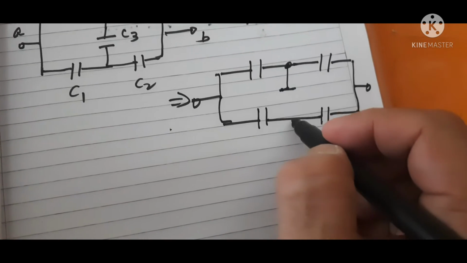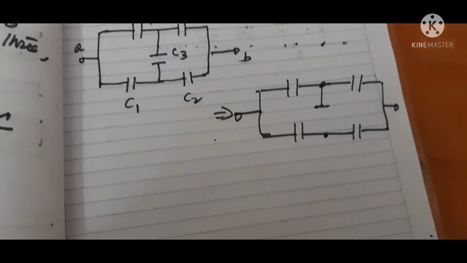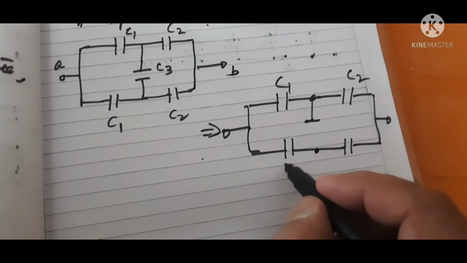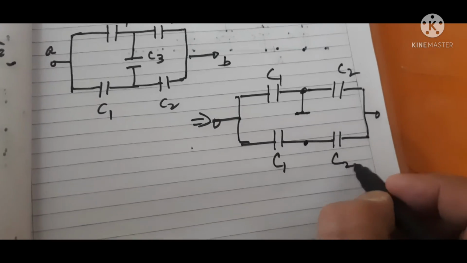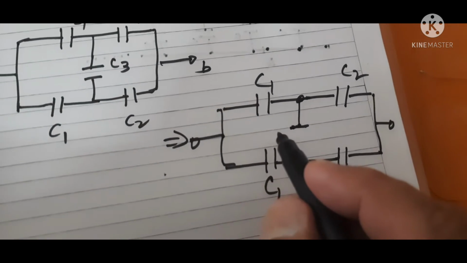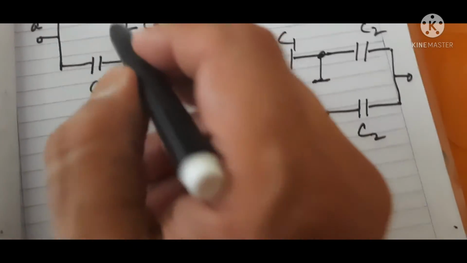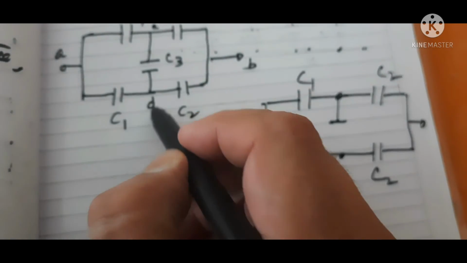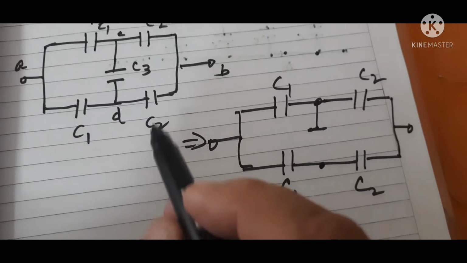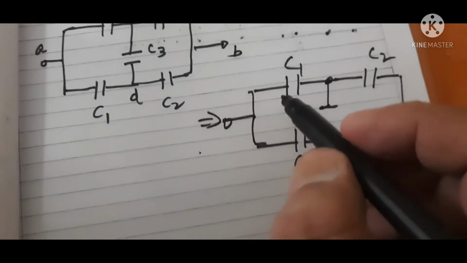Here and here there is the same charge and the same potential, so no charge is going to flow in this. So here C1, here C2, C1, C2, right? The capacitor C3 is connected between C and D. It will have no charge. The charges on the remaining four capacitors will remain unchanged.